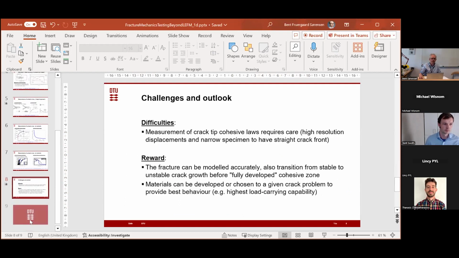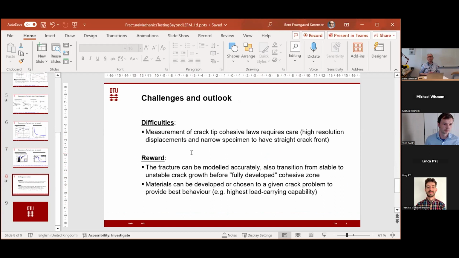So the final slide is a little bit about the challenges and outlook. It is challenging to measure the crack tip cohesive law because it requires high resolution, so we need to do it in a microscope. We also need to ensure that we have a sufficiently narrow specimen so there's no crack front variation across the width. But it's also rewarding that we can get cohesive laws that are really accurate. And with this, I will stop my presentation.